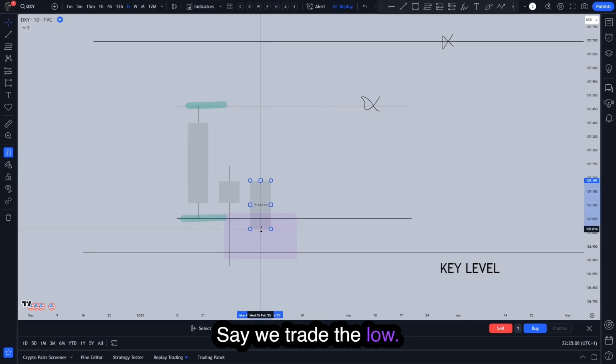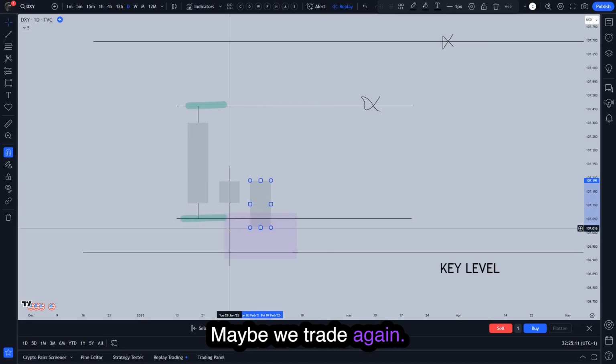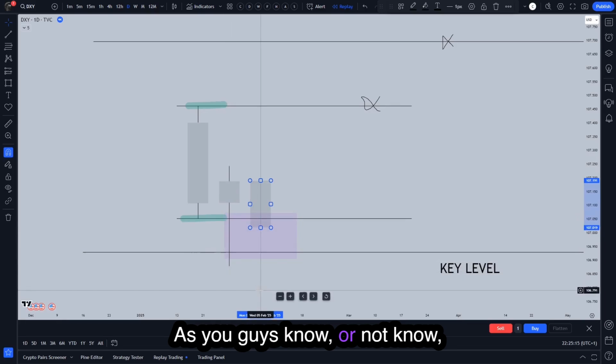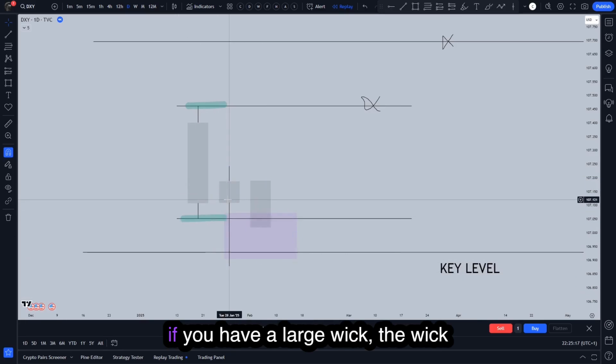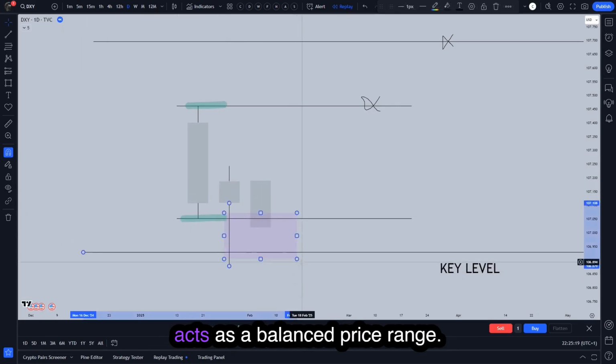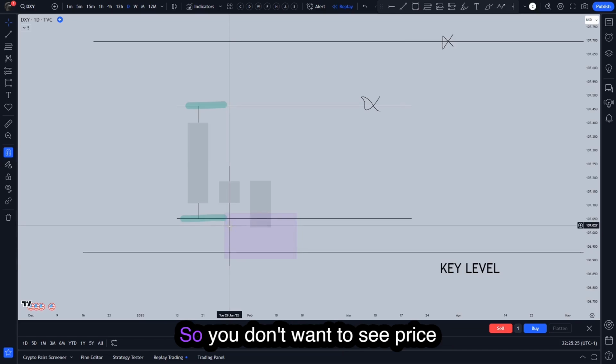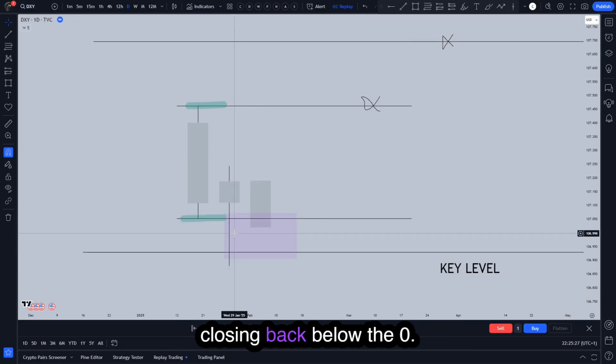Say we trade the low, maybe we trade again, fill a bit of that wick here. As you guys know, or not know, if you have a large wick, the wick acts as a balanced price range. So you go down, go up, and this is all a balanced price range. So you don't want to see price closing back below the 0.5 level of that wick.